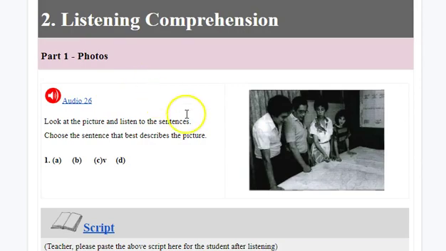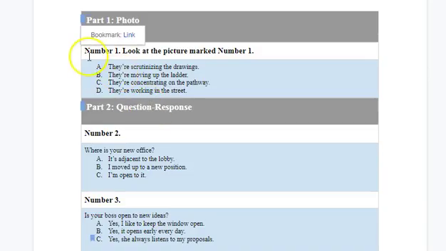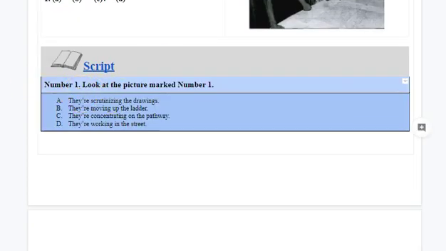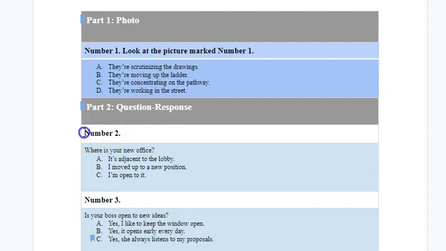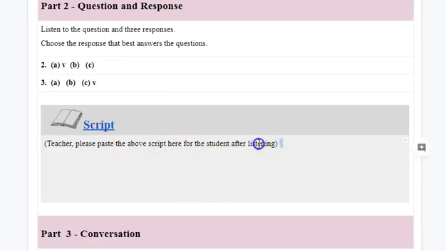Okay. So for listening comprehension, look at the picture and listen to the sentences. Choose the sentence that best describes the picture. So, what will be your answer for number one? C.